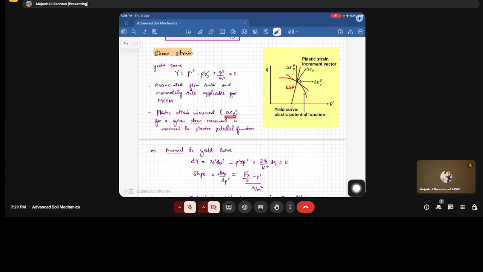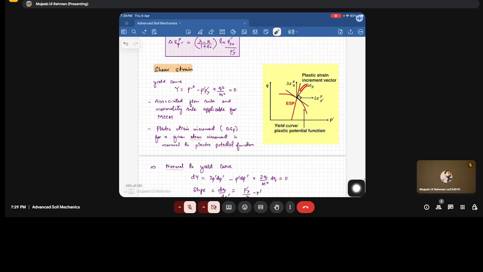So delta epsilon p that we have determined is perpendicular to the given stress increment, normal to the plastic potential function. The increment in plastic strain, delta epsilon p, is perpendicular to the stress state and will always be normal to the plastic potential function. So if we have the plastic potential function, we will draw the tangent here. With that tangent, we will get the equation for the normals, which corresponds to delta epsilon p. From delta epsilon p, we will get to know the shear strain.